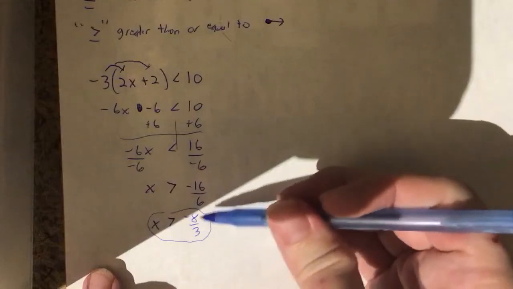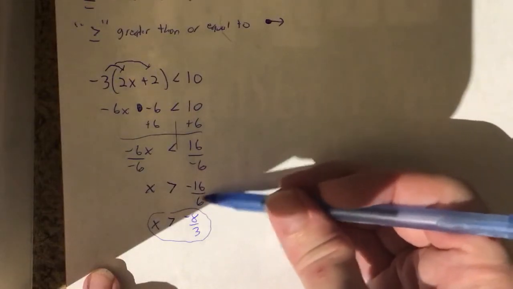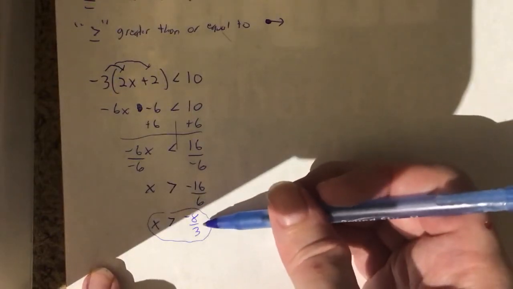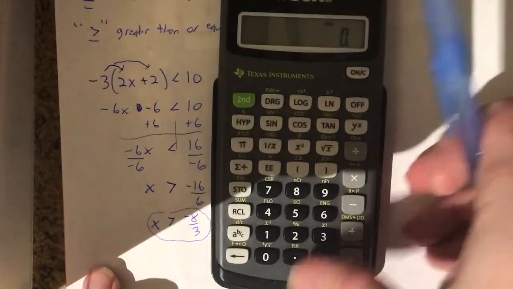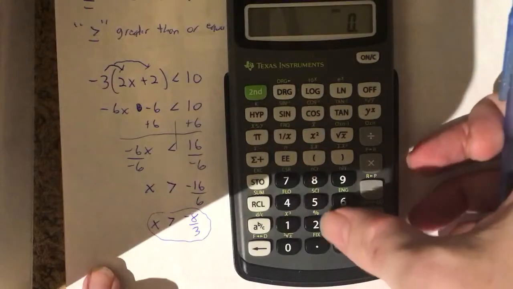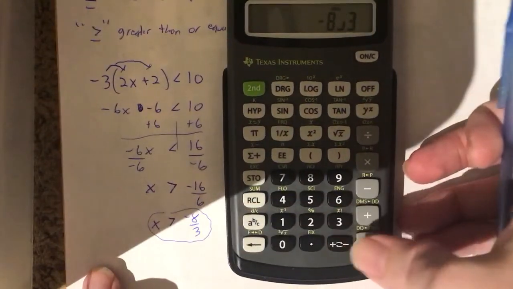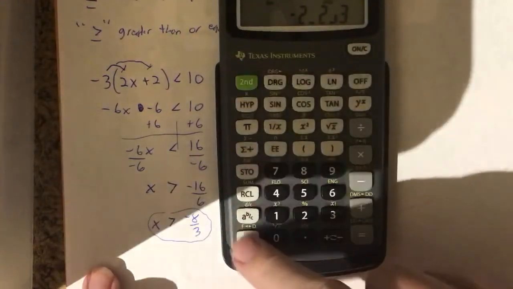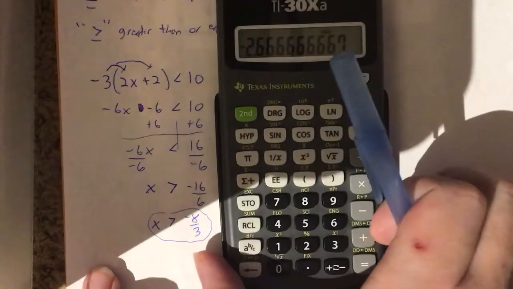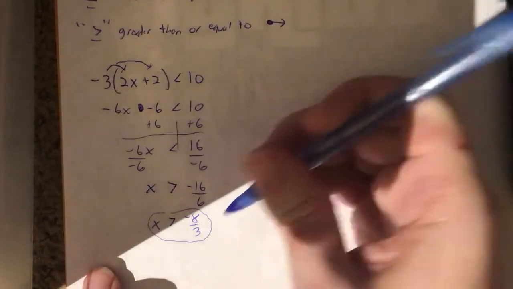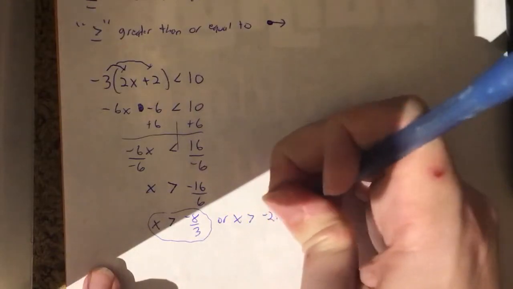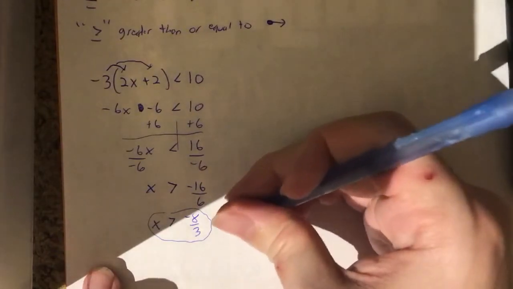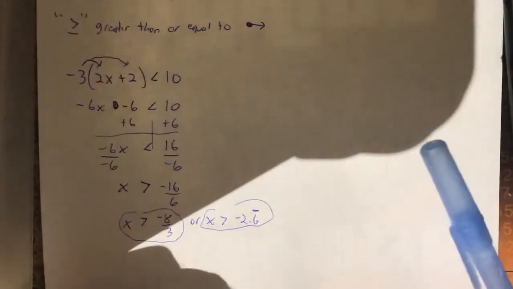Both are correct. Negative 8 over 3 is the simplified version of negative 16 over 6. And you could also write it as a decimal, I guess. It's going to be a repeating number. So negative 8 over 3 as a decimal is negative 2.6 repeating. Or we could just say x greater than negative 2.6 repeating. Both are acceptable.